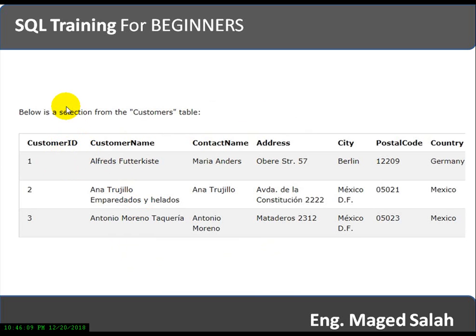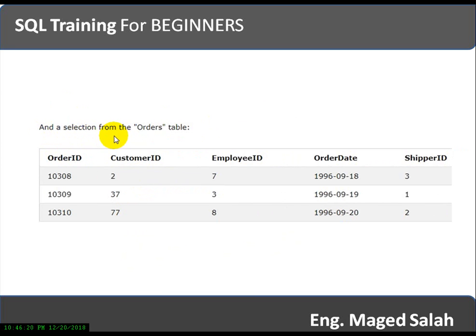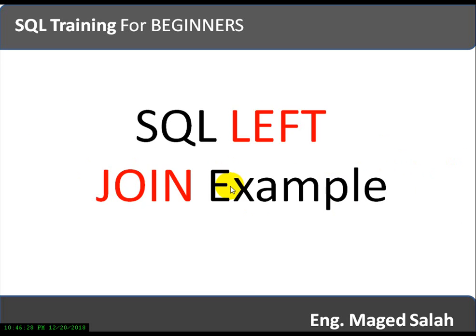Below is a selection from the Customers table: CustomerID, CustomerName, ContactName, Address, City, PostalCode, Country, and a selection from the Orders table, which contains OrderID, CustomerID, EmployeeID, OrderDate, ShipperID.